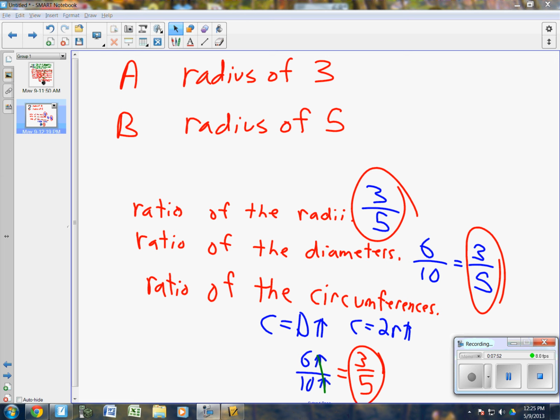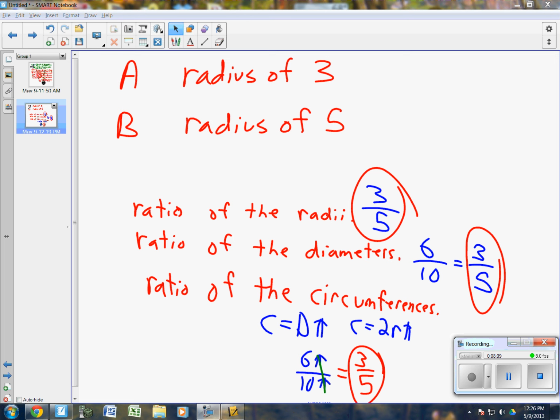Raise your hand when you know the answer to this question. Therefore, the circles are similar, but you should have raised your hand. Logan got it. Okay. All right. Thank you, Logan, for following instructions.